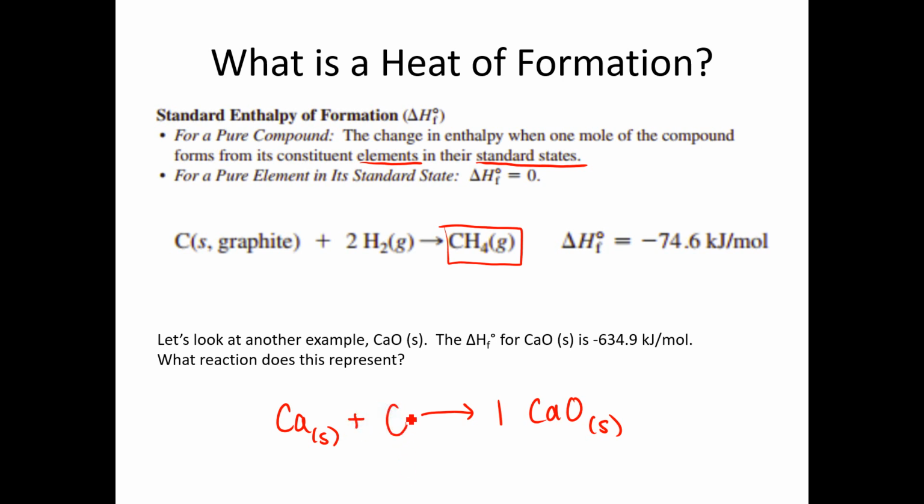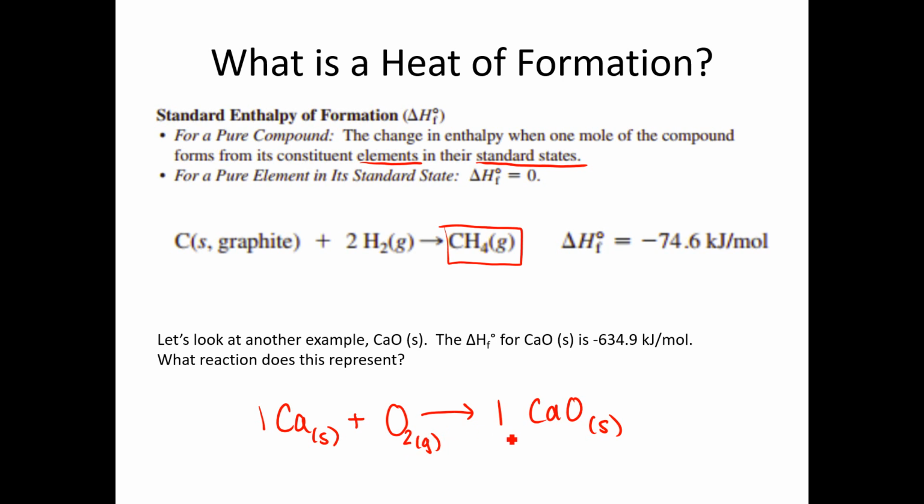And it's also made from oxygen. Oxygen is a gas at room temperature, and oxygen is diatomic. So that's what oxygen looks like in its standard state. And then I have to work out the stoichiometry to make this balance out. So I have 1 calcium on the left, so I need 1 calcium on the right. And over here on the right, I've got 1 oxygen. Over here, I've got 2 oxygens.